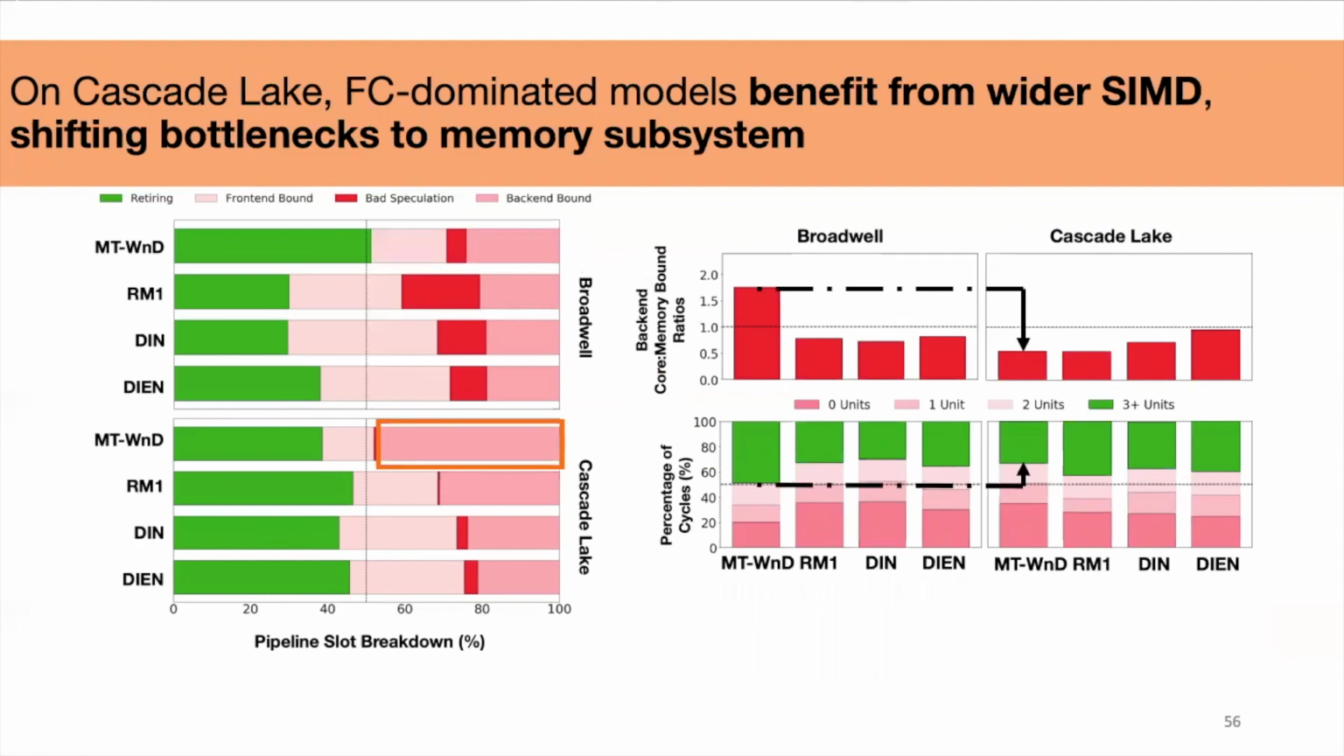On the flip side, we want to look at how this translates to Cascade Lake. What's interesting is that running multitask wide and deep on Cascade Lake still results in a back-end bound execution. However, in this case, the back-end bound cycles are memory bound. We see that in both of the graphs on the right, where there are more memory bound cycles on top and functional unit usage is decreased on the bottom.